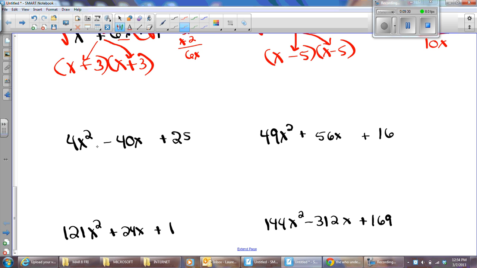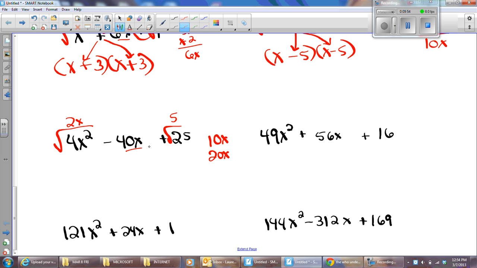Okay. GCF hiding in this trinomial? I don't see one other than 1. This is a perfect square, 2x. This is a perfect square, 10. Oh, 10. Silly me. 5. 2x times 5, 10x. Doubled, 20x. Does it match? No. This is not a perfect square trinomial.